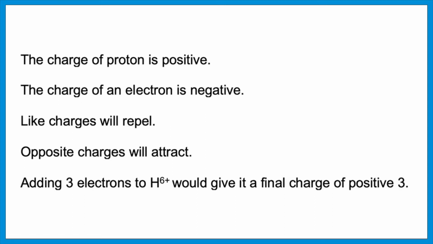The April 2019 exam also wanted you to know that neutral atoms have no charge, while ions do have a charge. And the December 2018 test wanted you to recognize that this hydrogen ion would have a positive charge of positive 6. So if we added 3 electrons to it, it would be the same as subtracting 3, or having a final positive charge of 3.